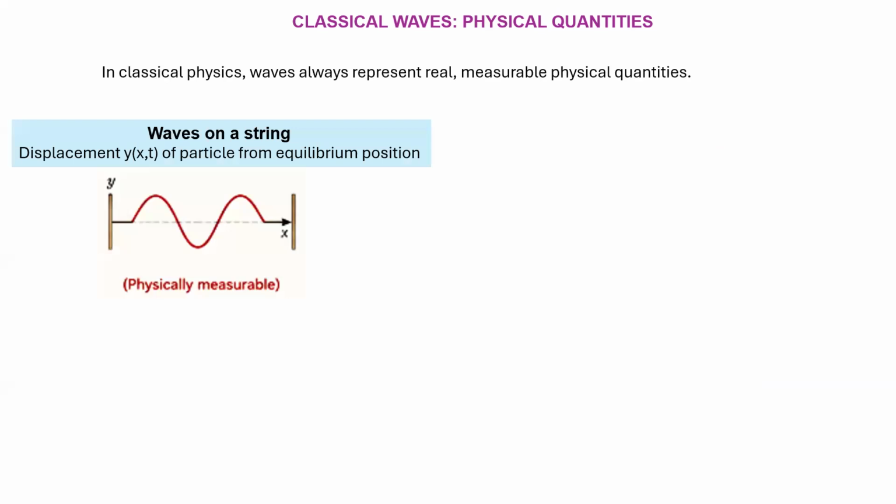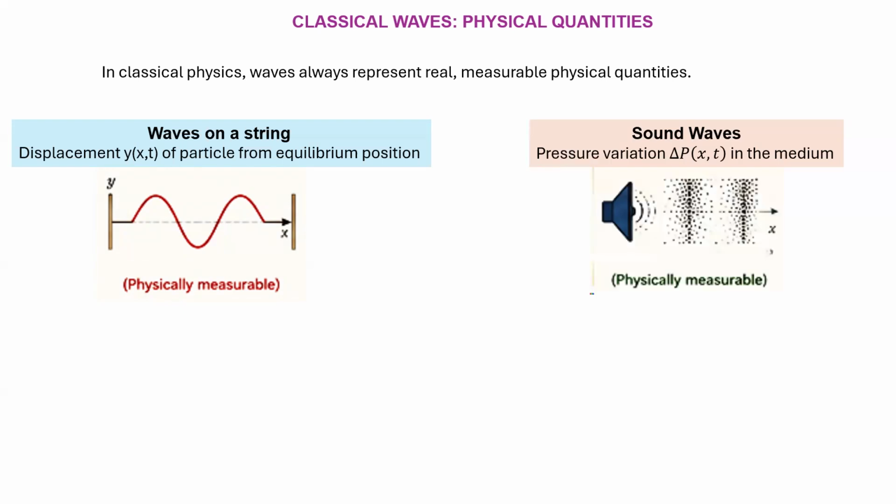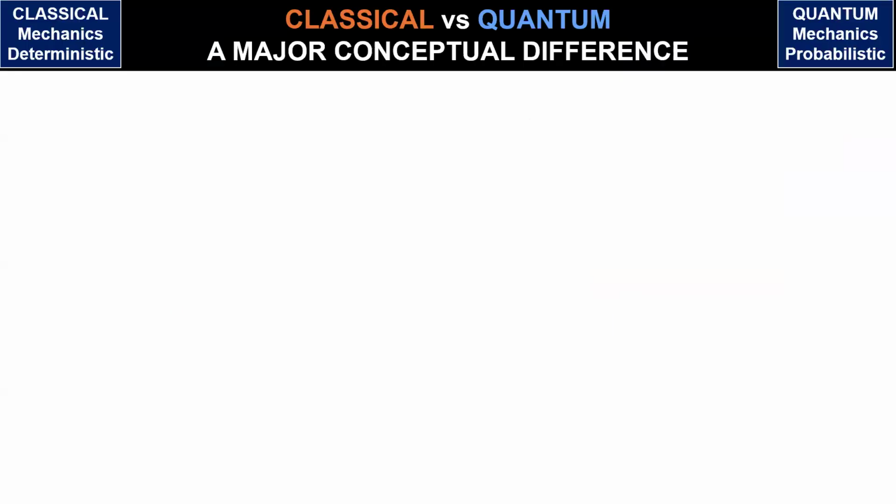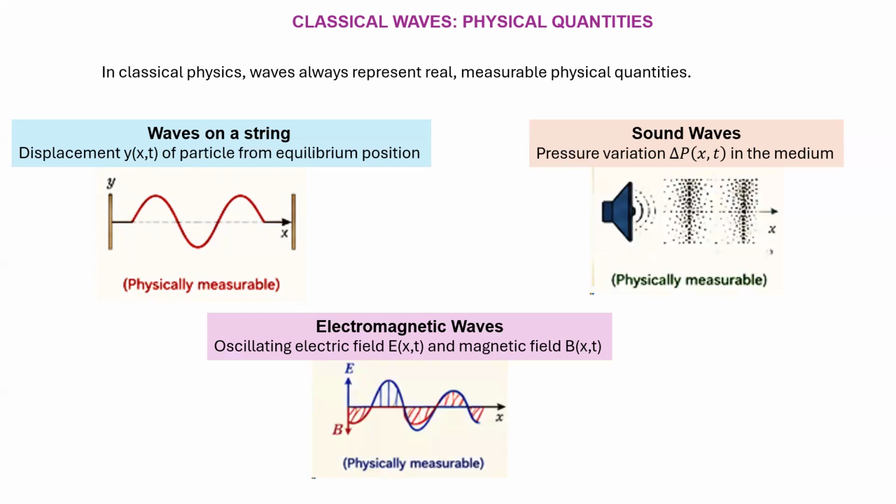But we need to understand this with respect to classical physics as well. When we talk about classical physics, there is always a clear physical quantity associated with them. For example, in a wave on a string, the wave represents the displacement from the mean equilibrium position, as you can see here. In a sound wave, it corresponds to the pressure variation traveling through the medium. In an electromagnetic wave, the wave represents the oscillating electric and magnetic fields along perpendicular directions.